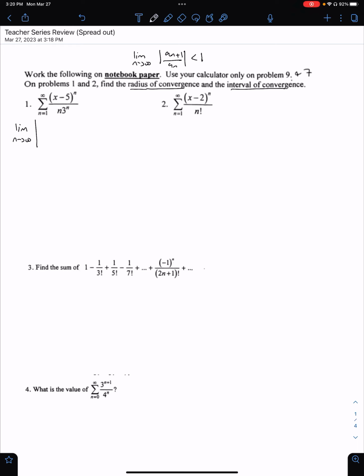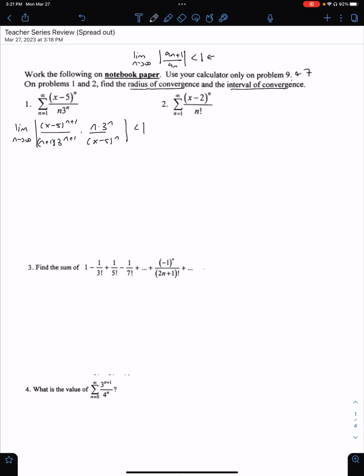If I look at the next term, we would get x minus 5 to the n plus 1 over n plus 1 times 3 to the n plus 1, and I'm going to invert that: n times 3 to the n over x minus 5 to the n. We want to make sure that that's less than 1. There is my next term, and there's my original term. When we're dividing them, we invert and multiply, so that's why I wrote it as a times problem.